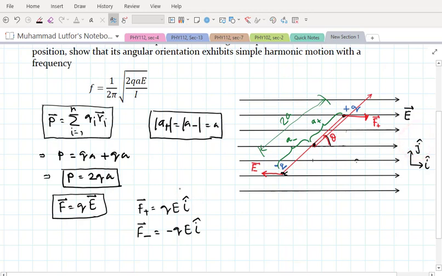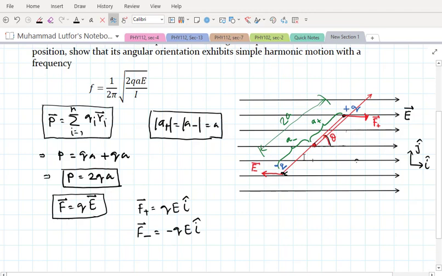These two forces are going to create a torque, because the positive charge will try to align in the direction of the electric field, and the negative charge will try to align in the opposite direction of the electric field. So it will try to rotate about this center point, and it will create a torque. We'll see that. Fine.